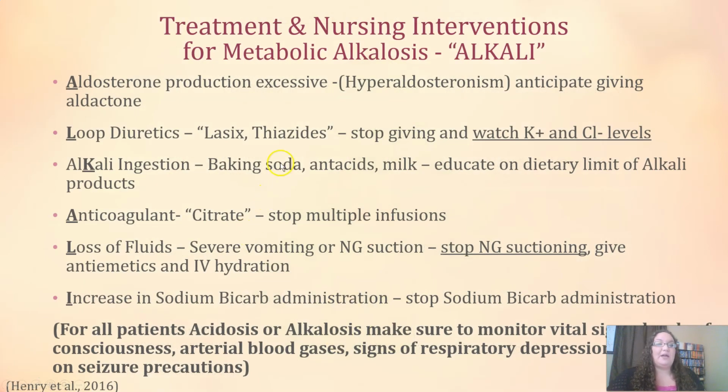So what are some treatments that we would anticipate in nursing interventions for metabolic alkalosis? So the aldosterone production excessive system, we're going to anticipate giving Aldactone. That tells the body, hey, I don't need all this aldosterone. I'm going to get rid of all this sodium I held on to, and I'm going to keep some potassium, and helps correct the system. Loop diuretics, we're going to anticipate stopping them and watching those potassium and chloride levels, and possibly they may need some supplementary potassium and chloride. Alkaline ingestion, educate on the dietary limit of it.